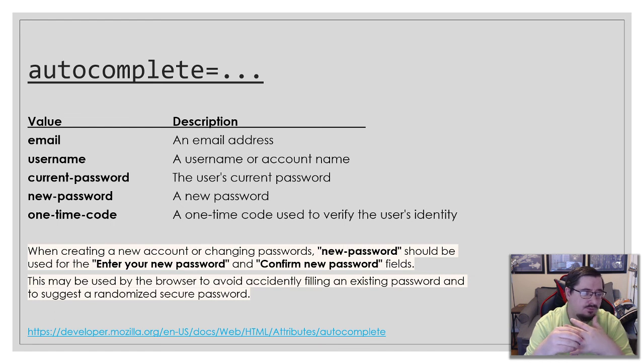Current password refers to the password that you currently have set. So in a normal login form, you're either going to have email plus current password if the user is logging in with their email address, or if they're logging in with just a username, it would be username and current password. Now, there are two other special tokens for autocomplete, namely new password and one-time code.